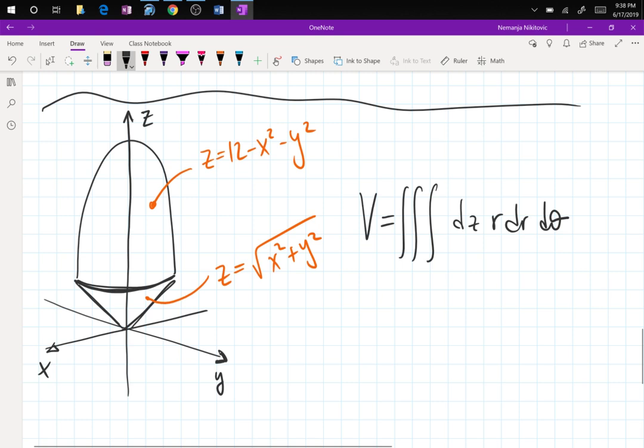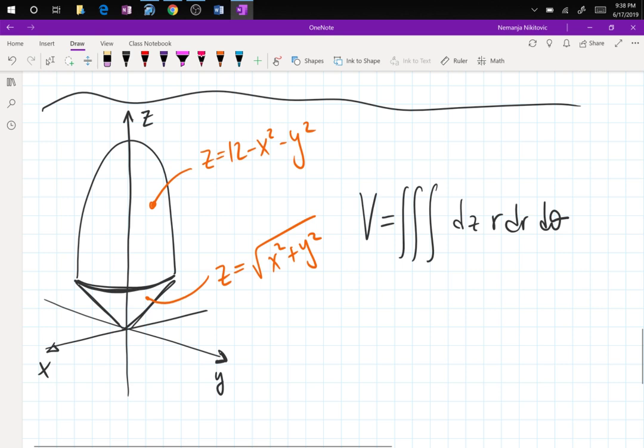Your top integral is 12 minus x squared minus y squared. The bottom one is the square root of x squared plus y squared. Now the question is, what's the rest? Well, the problem is that I can't have x's and y's in limits. I can only have r's and thetas.